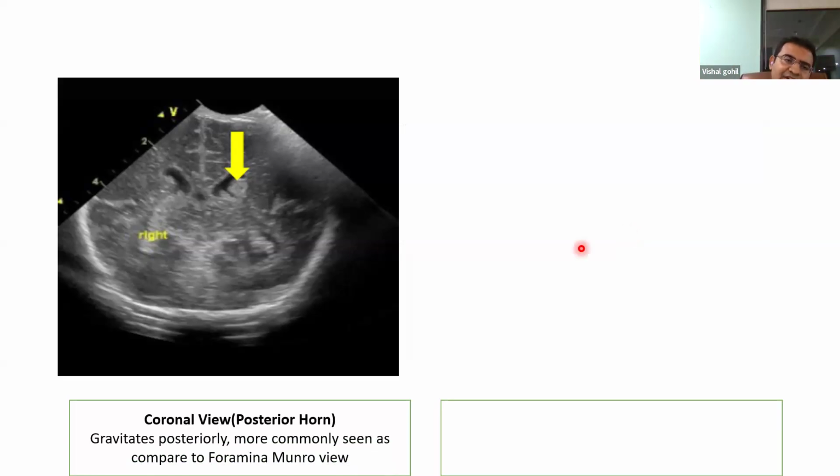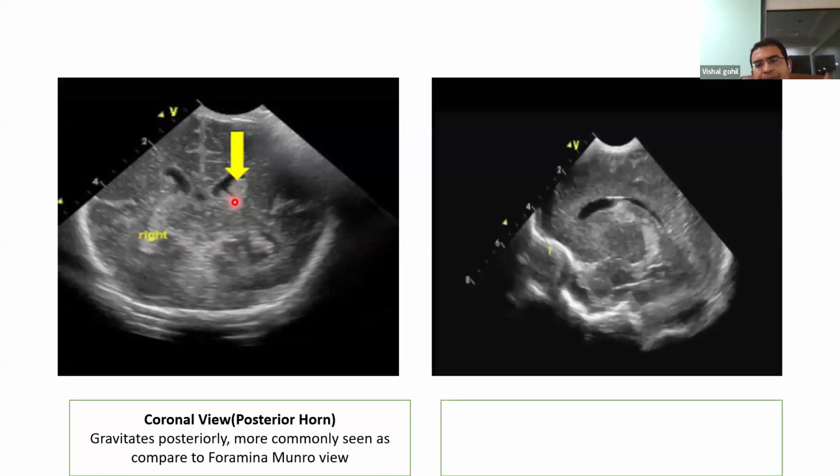So when you swipe the probe toward the posterior side, you can see your choroid plexus over here, and you can see some echogenicity adjacent to your choroid plexus. That is part of your IVH. So you can see this in the posterior horn view, as compared to the foramen of Monro view, if I talk about the grade 2 IVH. But in which view does grade 2 IVH look best?